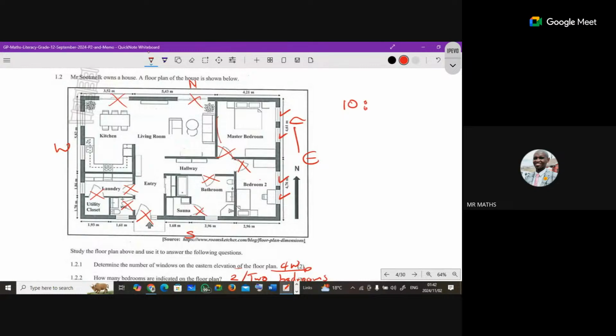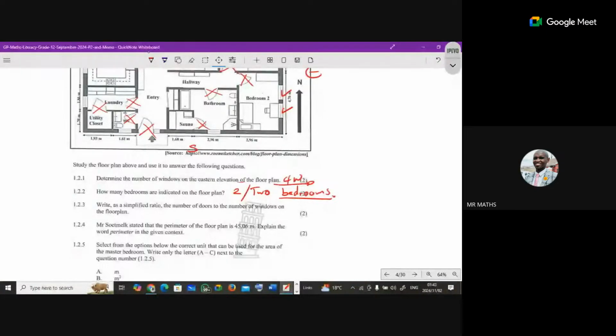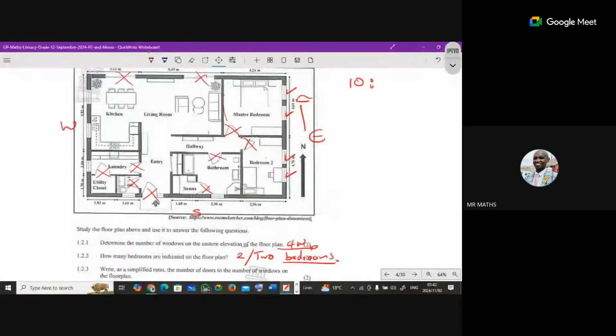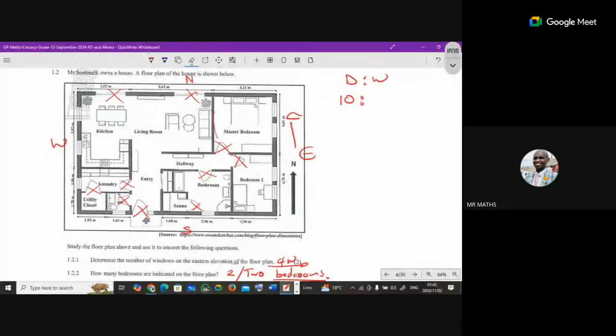Then we, because it's doors to windows, I think it's that way. We have to write down this in simplified ratio, the number of doors to the number of windows. Then we calculate the windows. Okay.